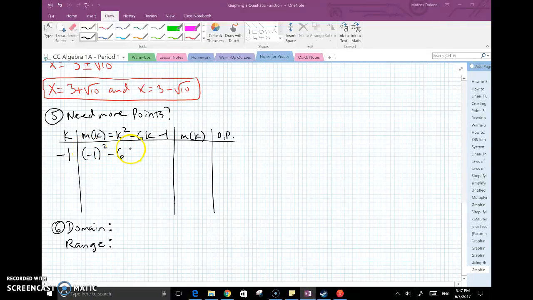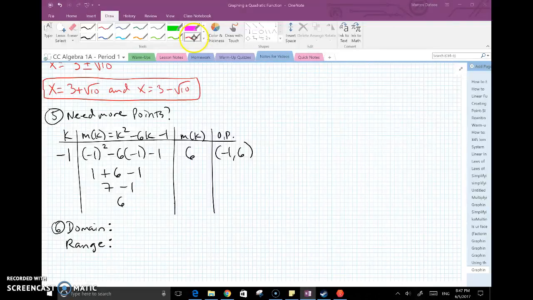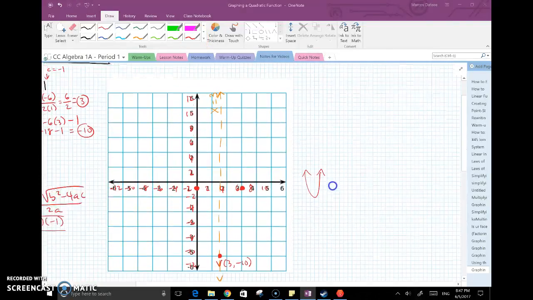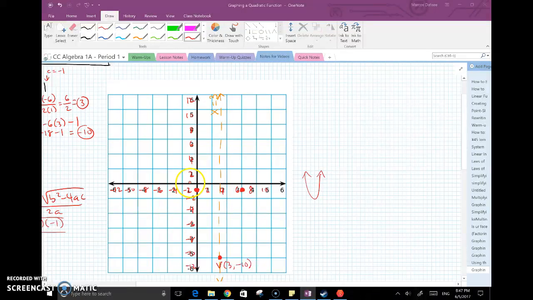So this is 6 times -1 minus 1. This would be 1 plus 6 minus 1, and that would be 7 minus 1, which is 6. So my ordered pair is -1 and 6. So I go over to my coordinate plane, and I keep this place in mind, -1, comma 6, and I place a point there. So -1 is here, and then going up to 6, that's right here. Aha! -1, 6, there.